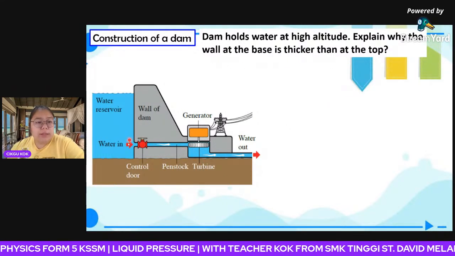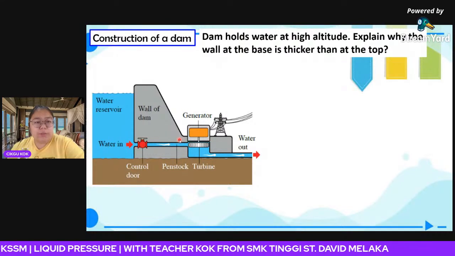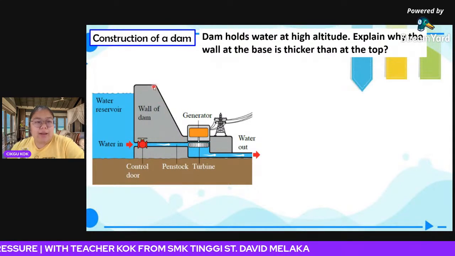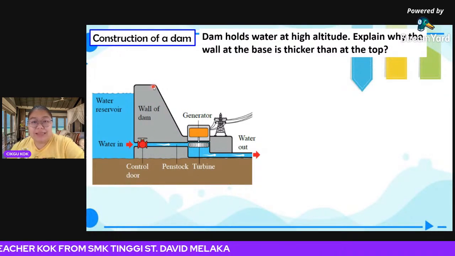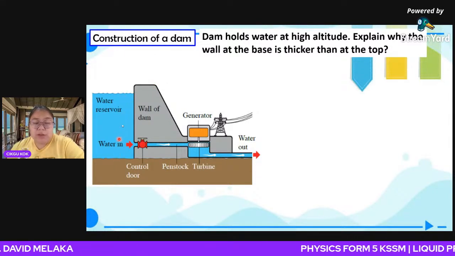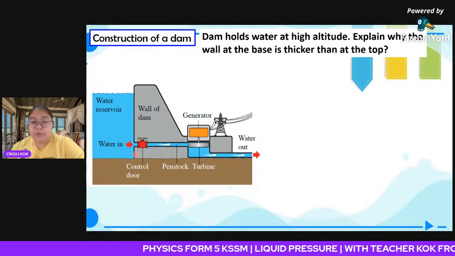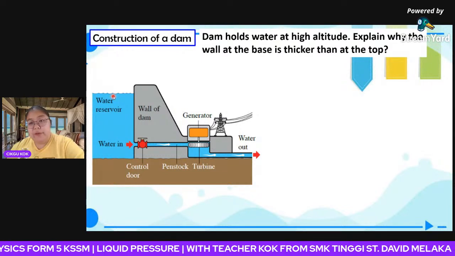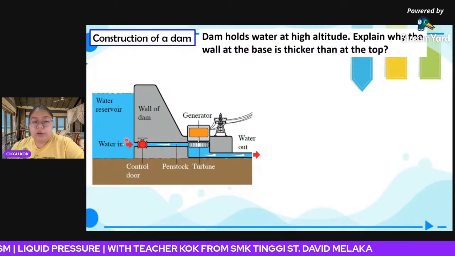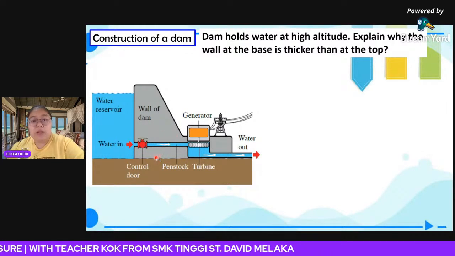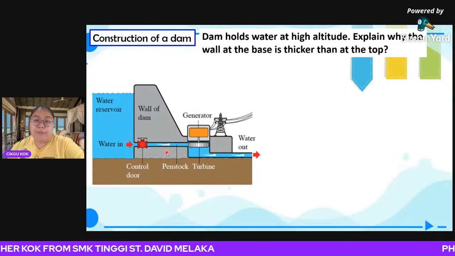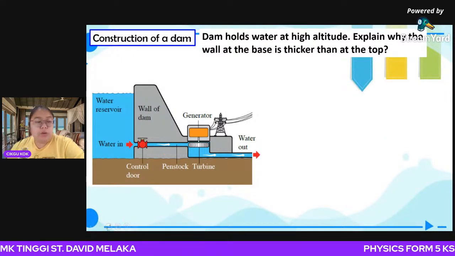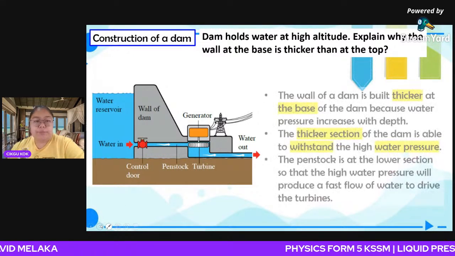Normally the wall at the bottom should be thicker. At the height, the surface is less thick. The reason is, we know when the depth is increasing, the pressure of the water at the bottom is the highest compared to the surface. That's why the dam needs a thicker wall. They want to withstand the high pressure of the liquid. So from here we go to explain.